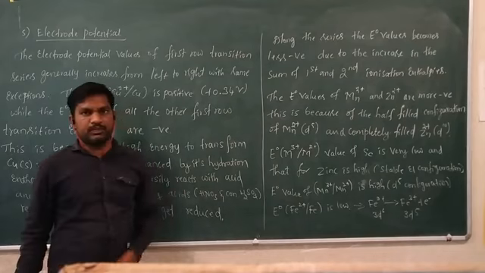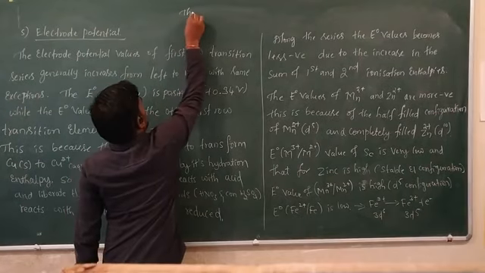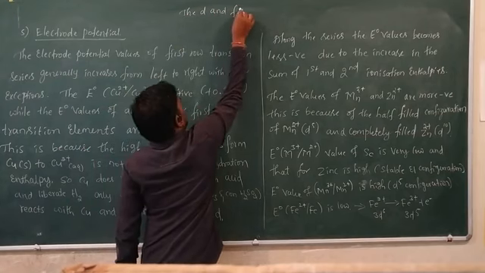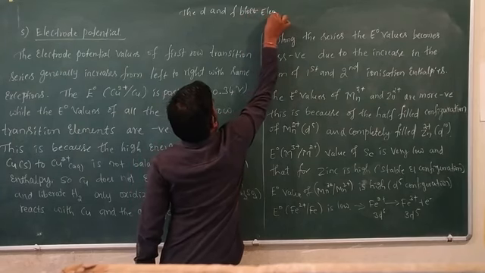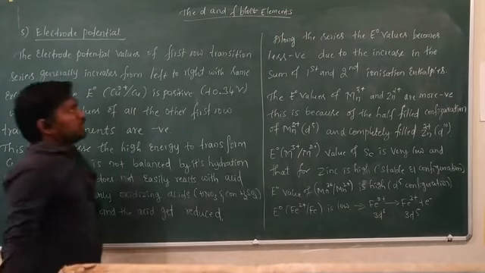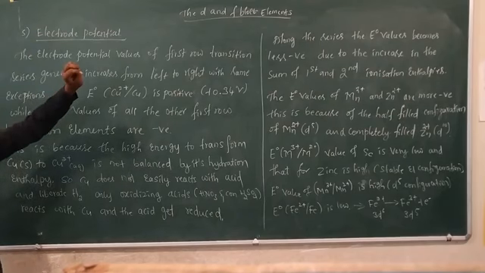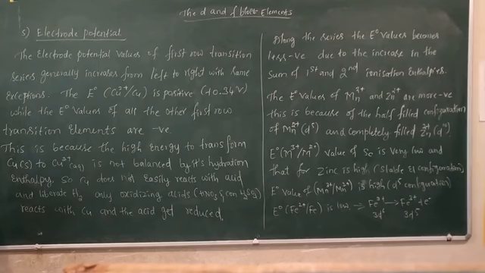Now students, we continue with the D and F block elements. The topic is the general properties of transition elements: electrode potential of transition elements, which are D block elements.